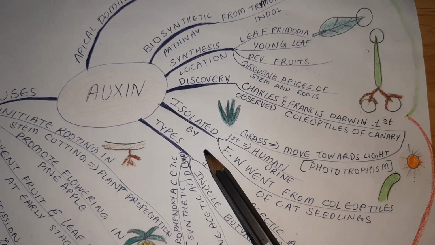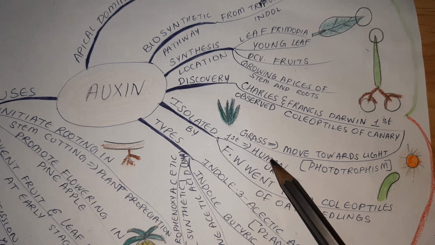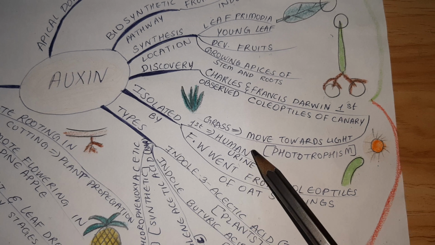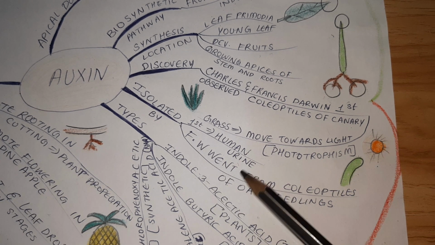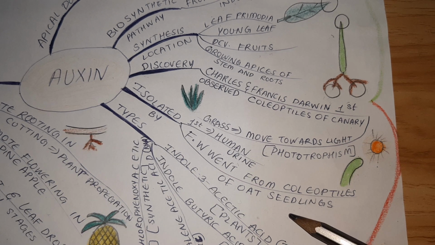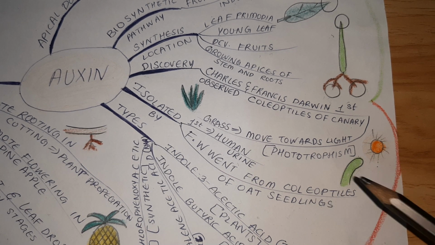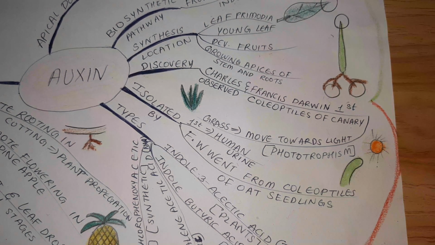Now, where was it first isolated? The first time, it was seen in human urine. If we talk about its plant origin, then the scientist F.W. Went isolated this hormone auxin from the coleoptile of oat seedlings. Coleoptile is nothing but the tip of the stem.